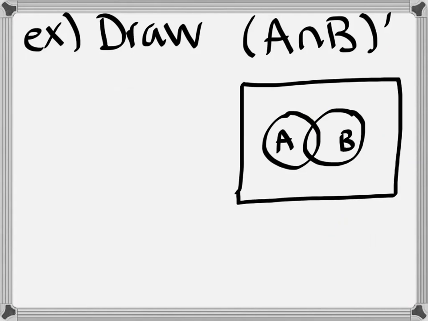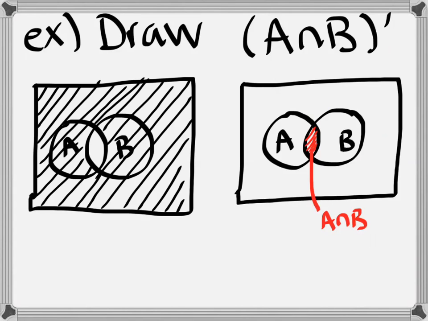Alright, we actually happen to have an easy example of A intersect B. This was one of the examples from last class. Now that I know what A intersect B is, I want to shade in everything that's not in that set, because I'm looking at the complement of that set. So therefore, I shade in everything except that violet.